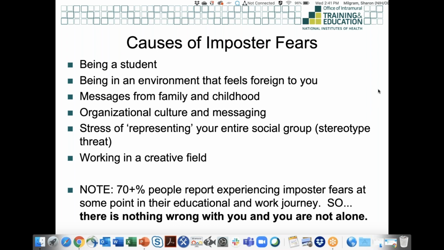For people of color, or people underrepresented in an environment, stereotype threat can trigger imposter fears. Stereotype threat is the stress of being the representative of your entire social group. So you are the only woman in an engineering group of 12 people, or you are the only Black person in a lab of 12 people.